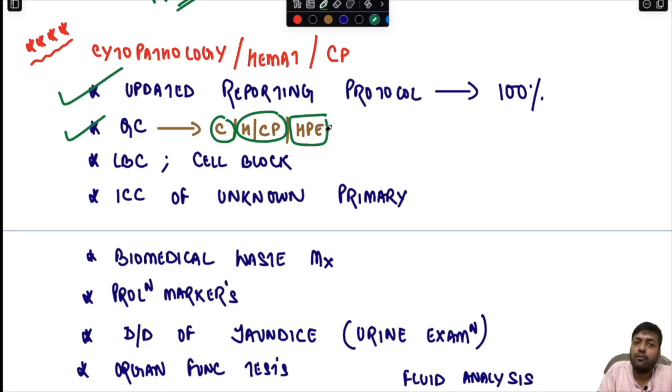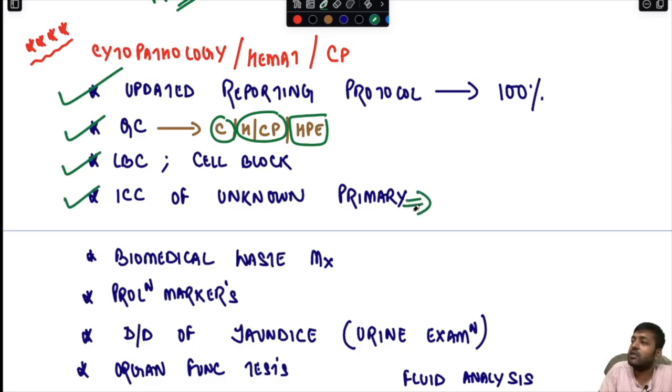So please cover from there, and we have also covered it in the tissue processing section. So QC for histopathology, one question from QC will be there. That is quality control, quality assurance, all the ICAS, ECAS, everything you have to cover. Then you have LBC, liquid based cytology, cell block preparation. Again, this question is very commonly asked.